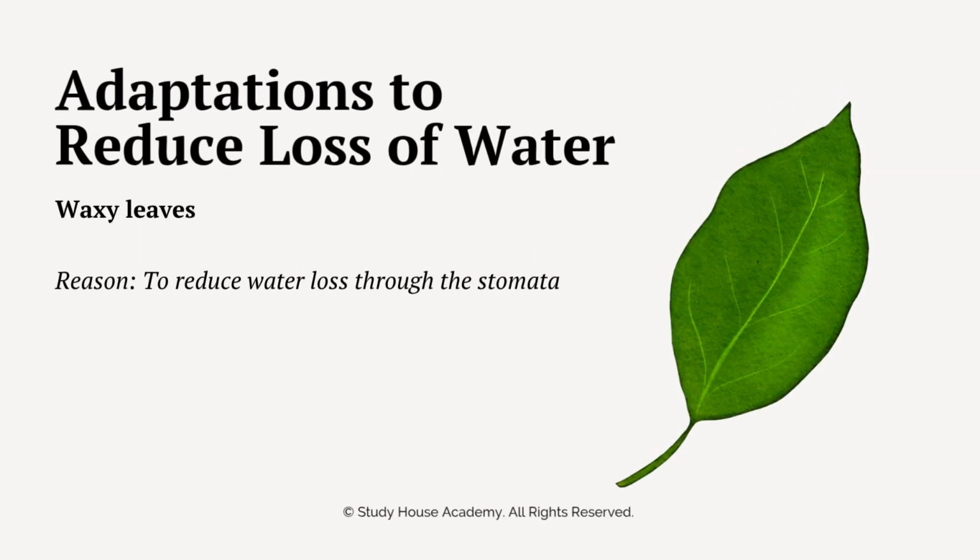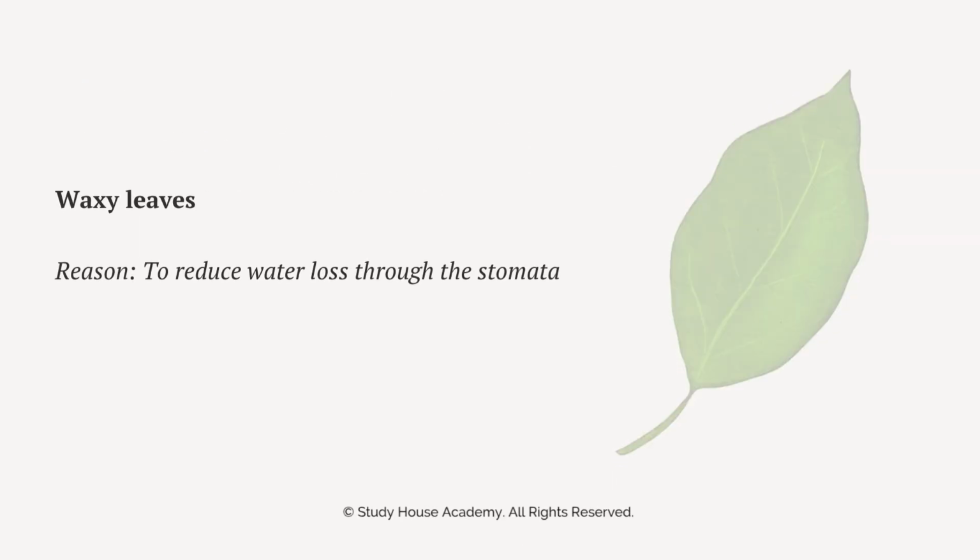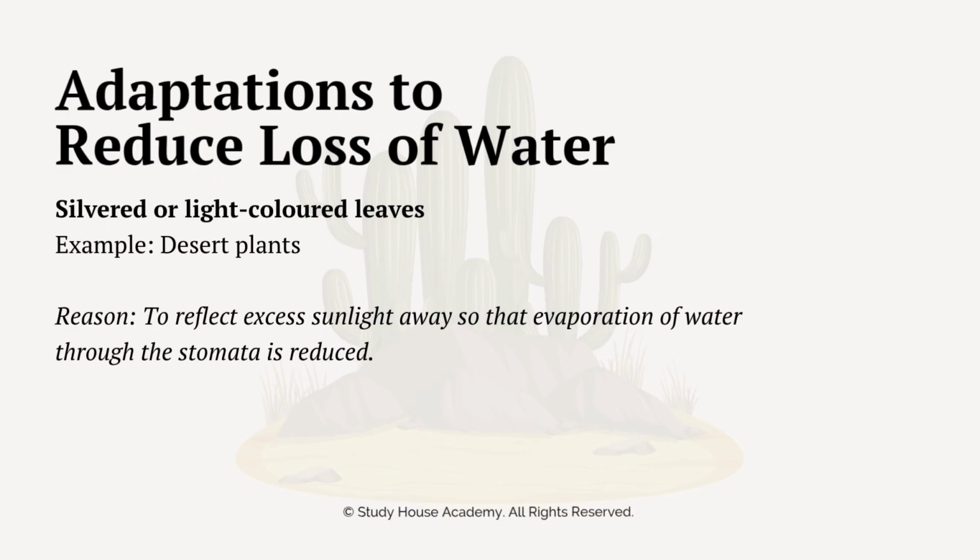Waxy leaves. To reduce water loss through the stomata. Silvered or light-colored leaves, e.g. desert plants. Reason, to reflect excess sunlight away so that evaporation of water through the stomata is reduced.